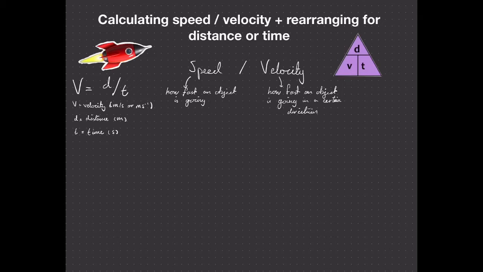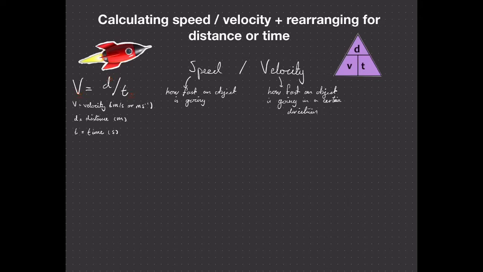I would like to start this video by talking about both speed and velocity and the similarities and differences between the two. In level 1 mechanics, we use these interchangeably. Speed being how fast an object is going, velocity being how fast an object is going in a certain or given direction.